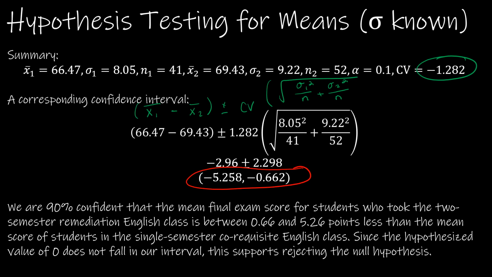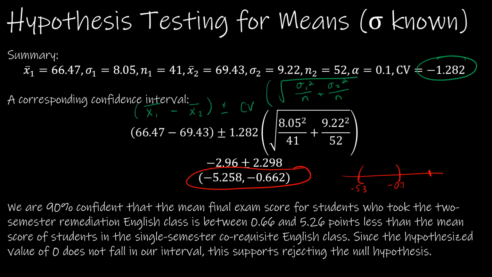And our interval does not contain 0, because if I had a number line, negative 5.3 would be here, and negative 0.7 would be here, and 0 would be over here. So that does not contain 0. In fact, it is below 0.